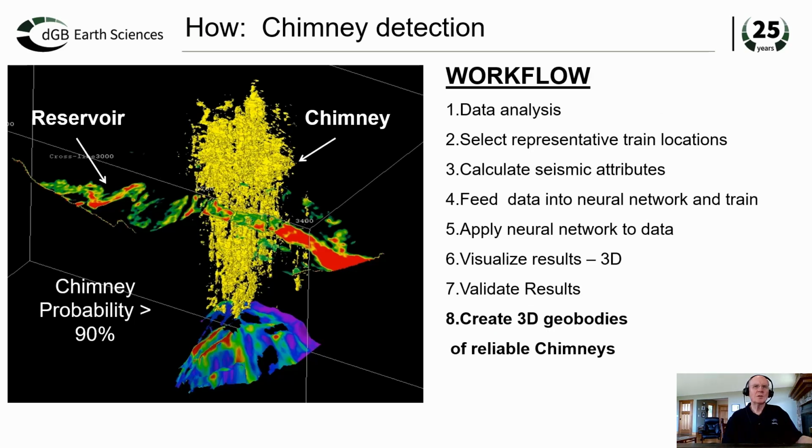Once we've determined that a chimney is reliable, we can then create a 3D geobody of that reliable chimney and display it in relationship to any sort of reservoir geobody that we've been able to define. Now, one thing I've discovered is that the neural network results tend to be fairly optimistic. A lot of times we would use a cutoff of 80 or 90% to represent valid or reliable chimneys.